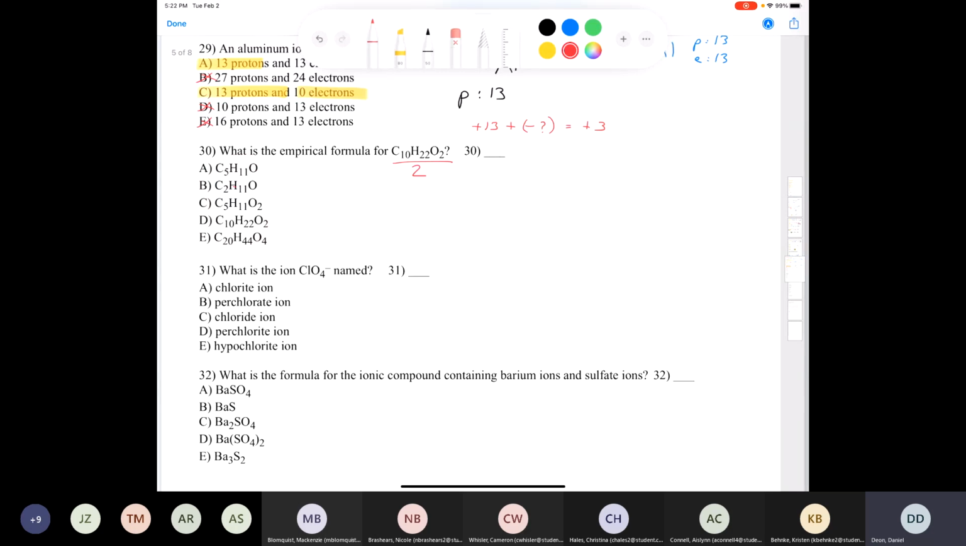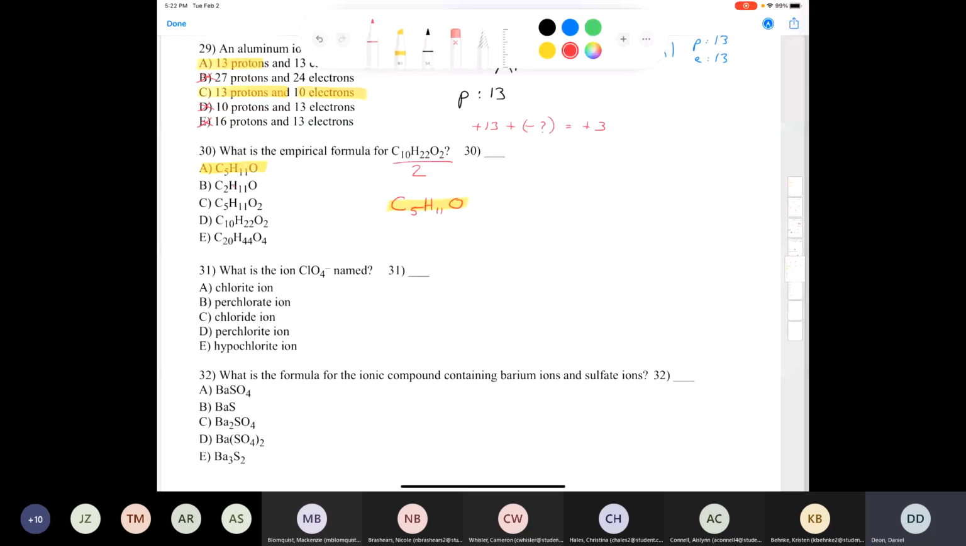If I divided that whole thing by 2, yeah, I'd end up with C10H11O. I can't simplify it any further, right? If I divided this by 2 again, then I'd end up with fractions, 5, 11 over 2, etc. So I can't do that. And that would be my empirical formula right there, C10H11O.